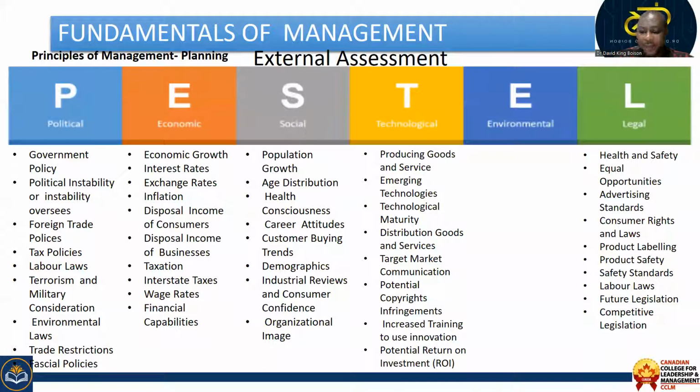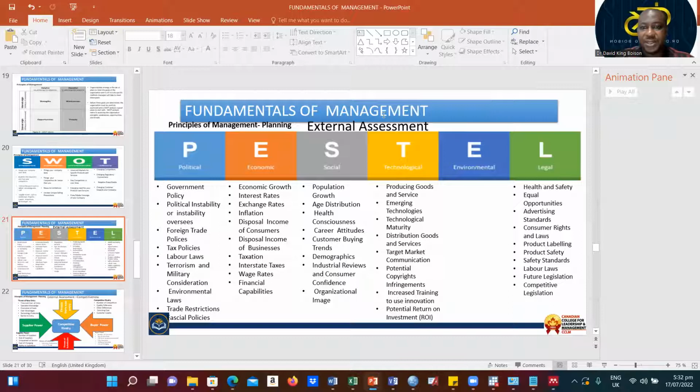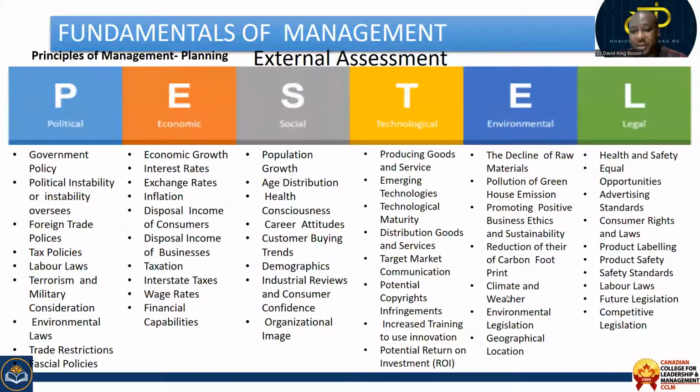All right. And then we have environmental. Let me see. I think I missed that one out. So we have the environmental part, that is the E, that talks about decline of raw materials, pollution of greenhouse emission. You know about the greenhouse emission. We depleting the ozone layer due to exhaust fumes and other things. Okay, manufacturing fumes that goes into the air.